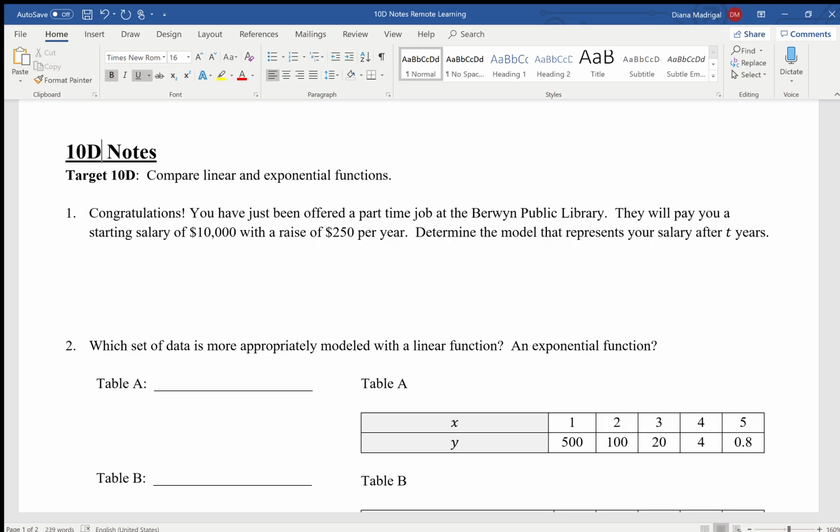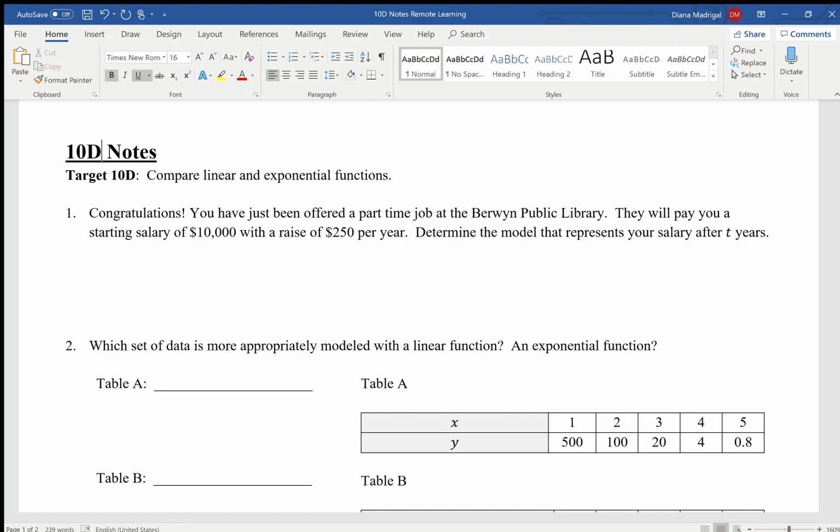Alright, you guys have reached Target D notes, which is our last notes. Not hard at all. For example, we're going to be comparing linear and exponential functions. I know in the other targets we were not talking about exponential functions. However, for this target we are, and it's going to be really short and easy, so don't worry. I promise it's not that hard.